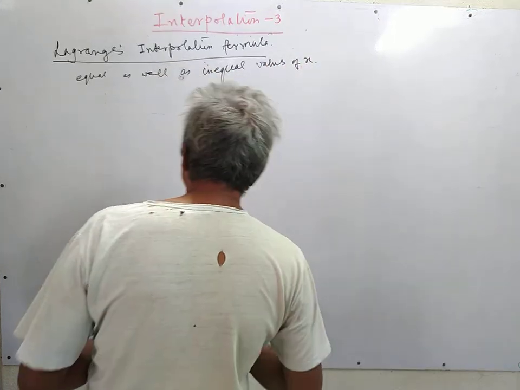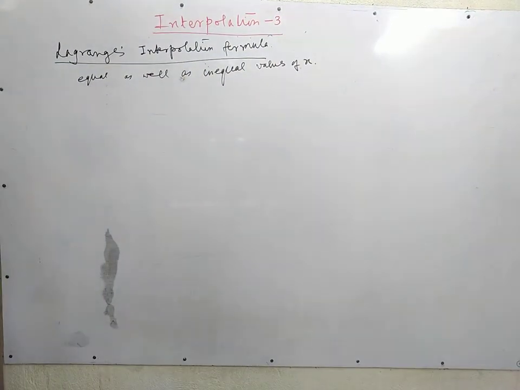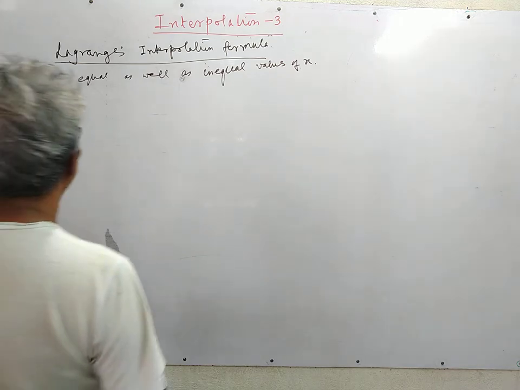Note that there was a restriction in Newton's forward formula. Newton's forward formula can be applied only for equispaced x values, and here the Lagrange's interpolation can be applied to equispaced as well as non-equispaced values of x. The basic problem is same.